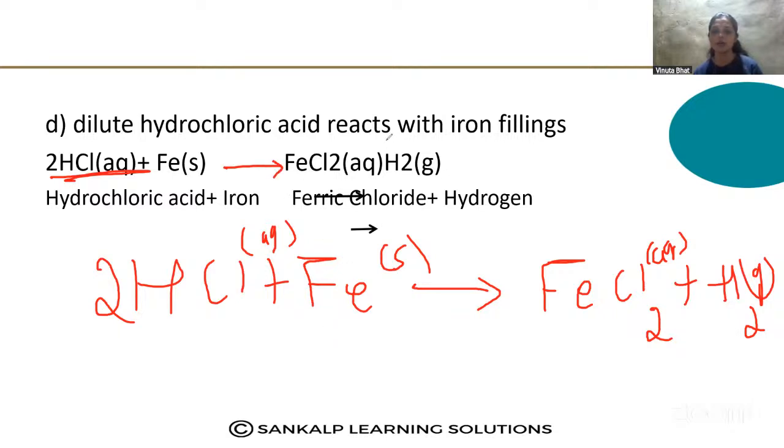So here hydrogen gas is formed when acids react with metals. When acids react with metals, they form the salt and hydrogen gas. Based on this, you have to form all these reactions.